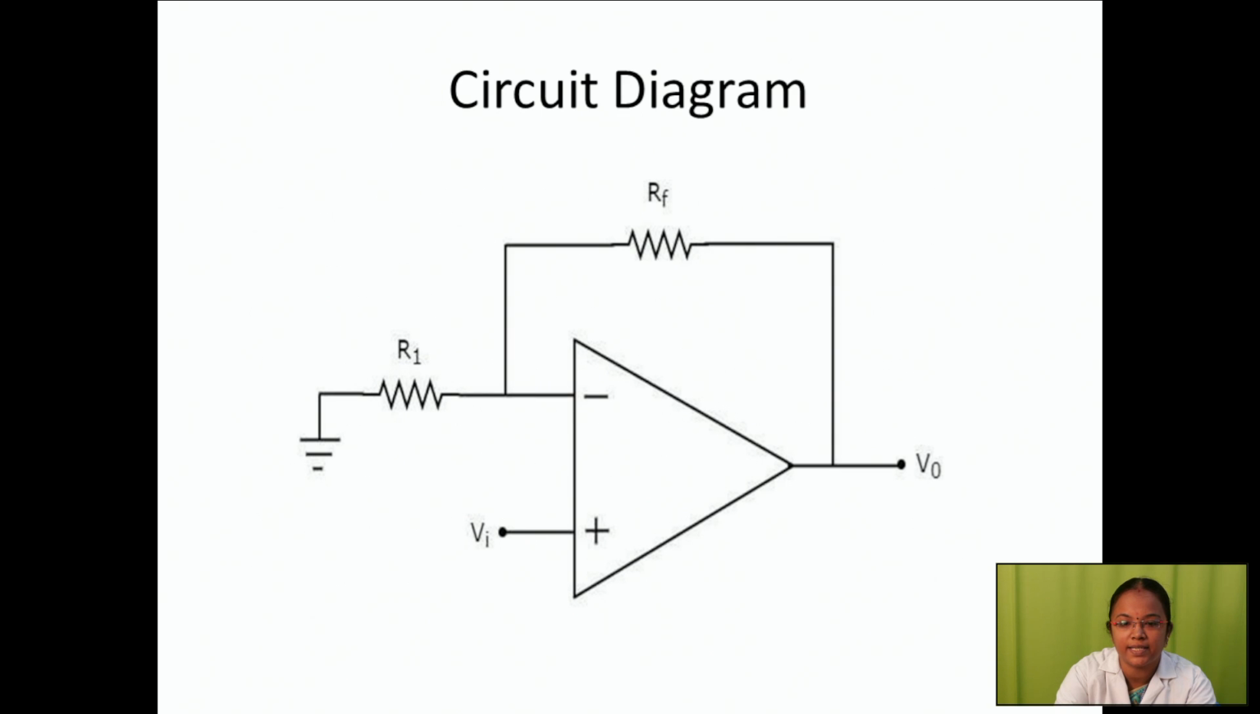Okay, this is the circuit diagram of the non-inverting amplifier. For the non-inverting amplifier, the input voltage VI is applied to the non-inverting terminal. The inverting terminal is grounded. Here R1 is the input resistance and RF is the feedback resistance. V0 is our output voltage.